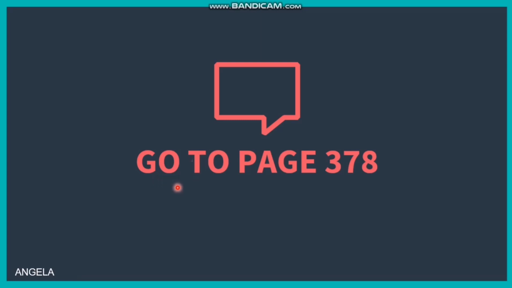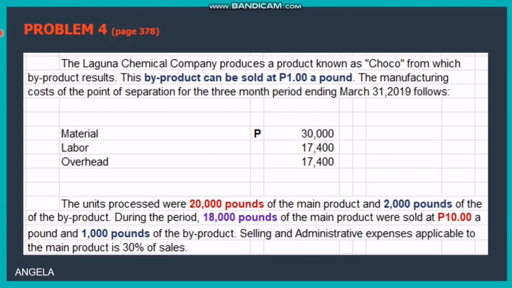Okay, hello. Go to page 378 of your book for our problem number 4. The Laguna Chemical Company produces a product known as choco from which a byproduct results. This byproduct can be sold at 1 peso a pound.